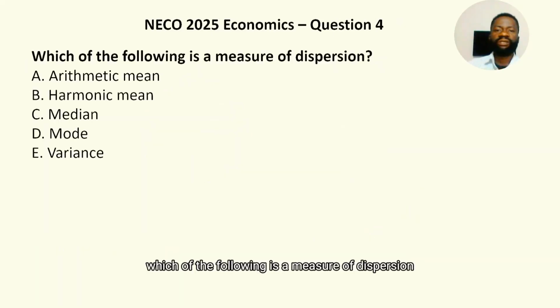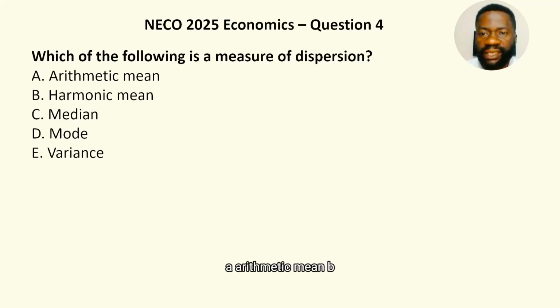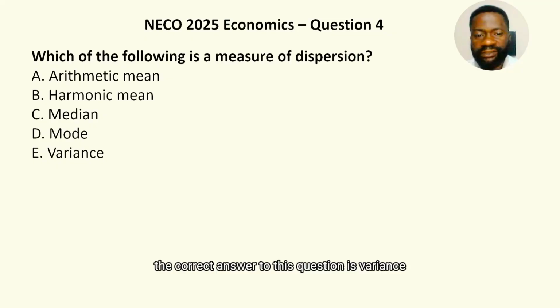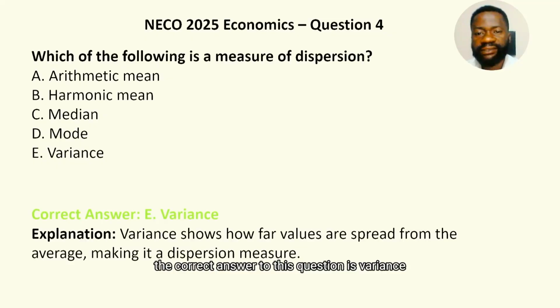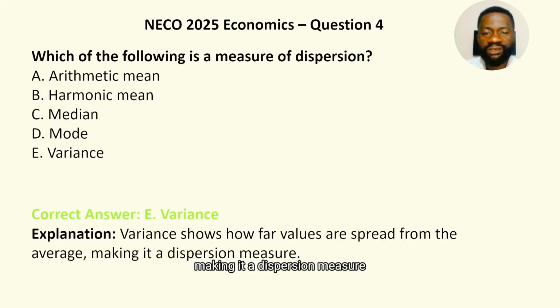Which of the following is a measure of dispersion? A. Arithmetic mean. B. Harmonic mean. C. Median. D. Mode. And E. Variance. The correct answer to this question is variance. Variance, as we know, shows how far values are spread from average, making it a dispersion measure. Next one.